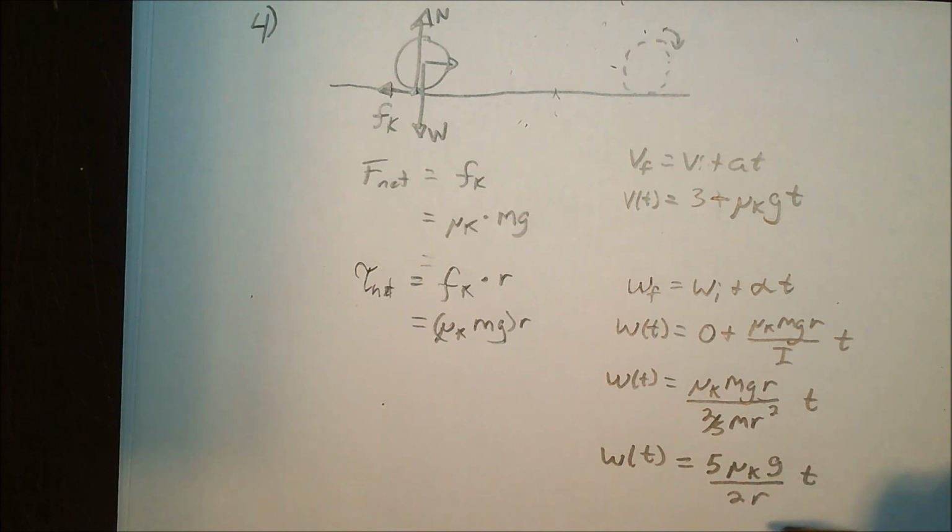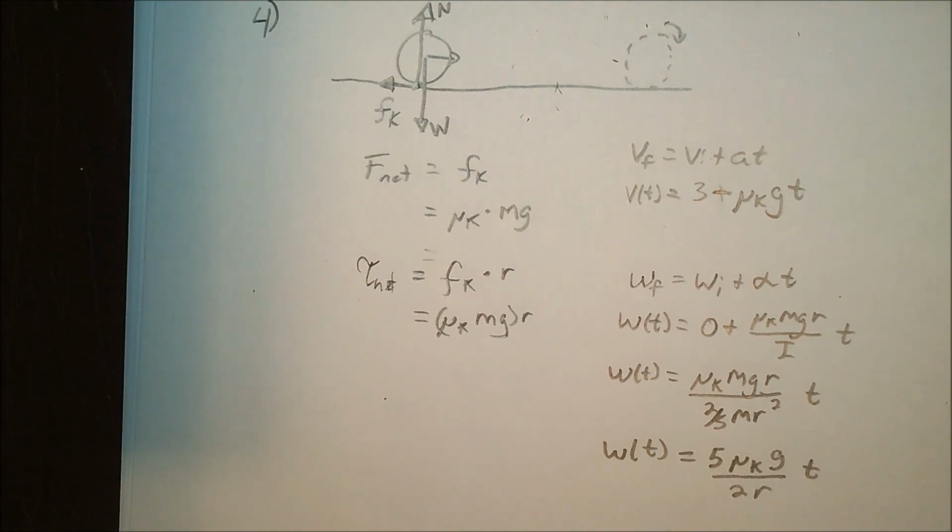If you plug in the numbers here, you'll get the same number you should have got. So 5 times 0.45 times 10 divided by the quantity 2 times 0.02. And that should be the same number you have, okay? So that is the angular velocity as a function of time. Okay, then it wants to know, in F, determine the time at which the ball begins to roll without slipping.